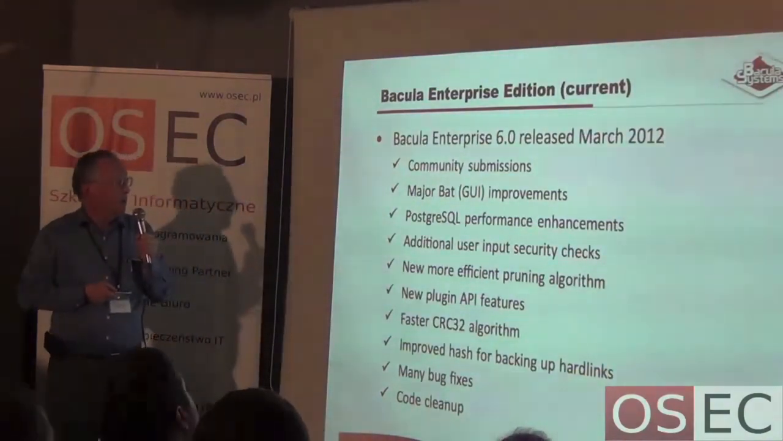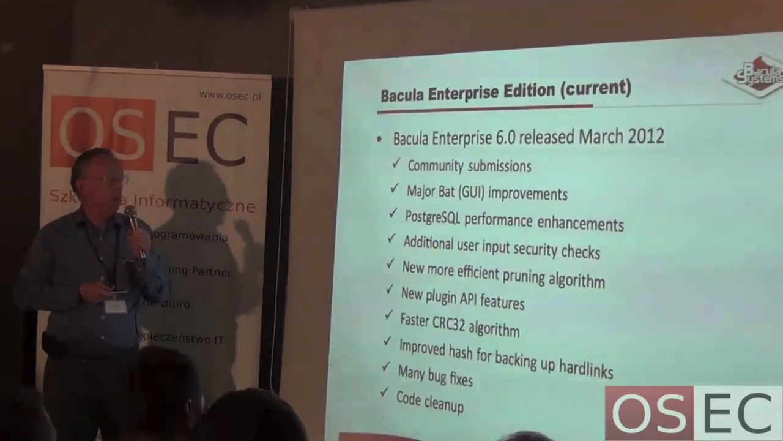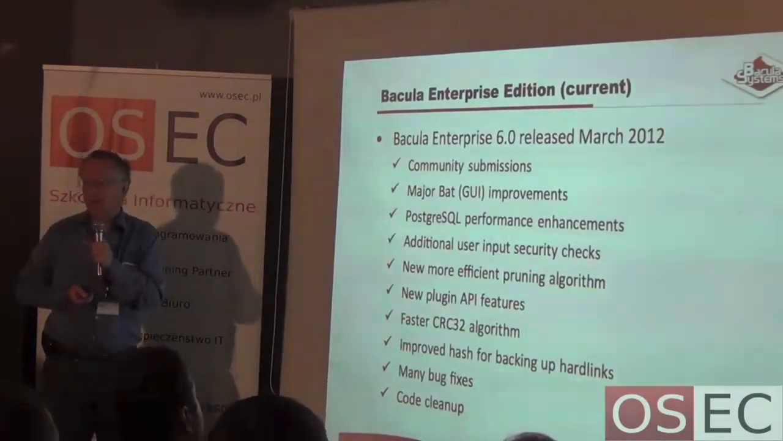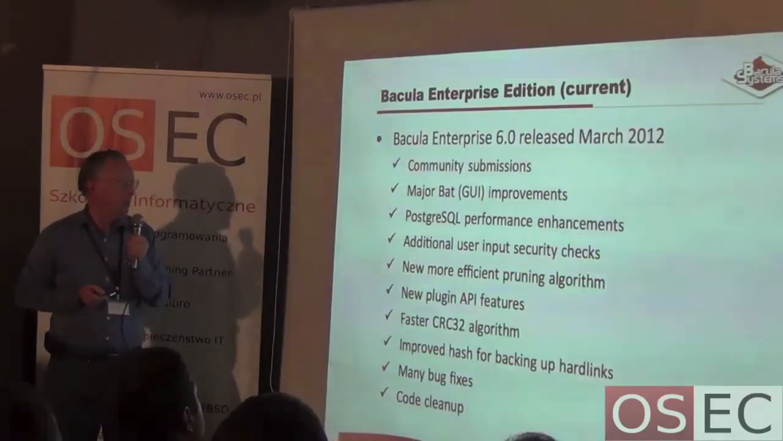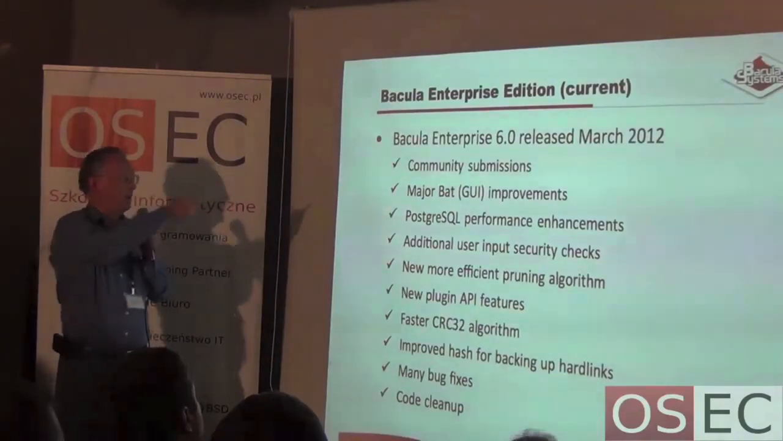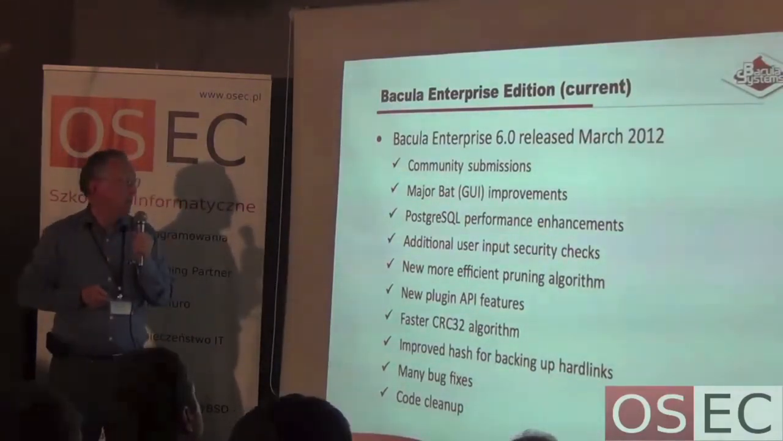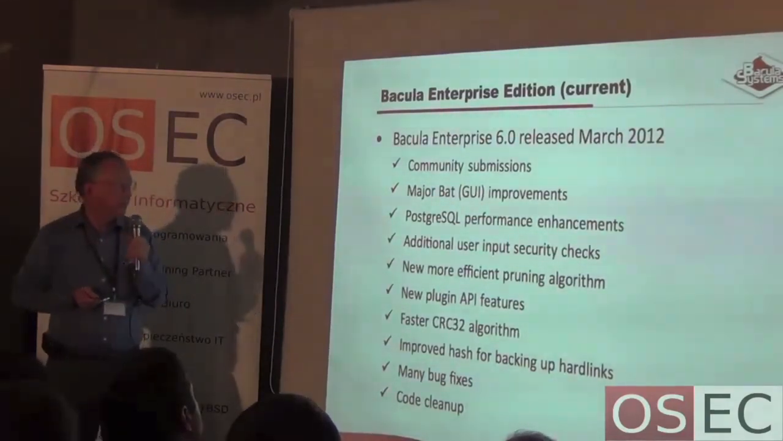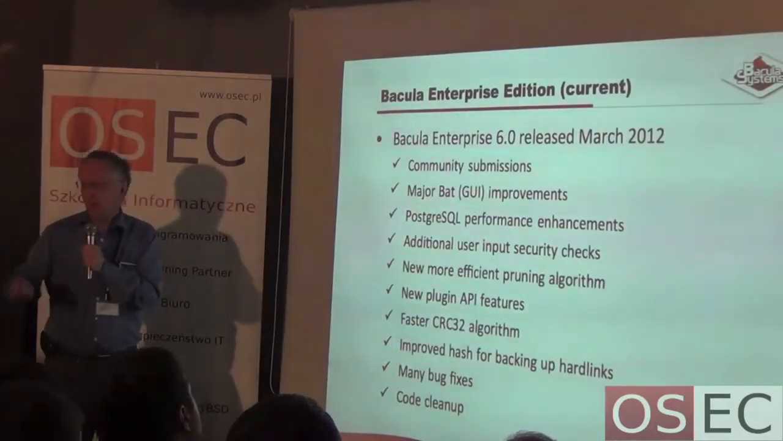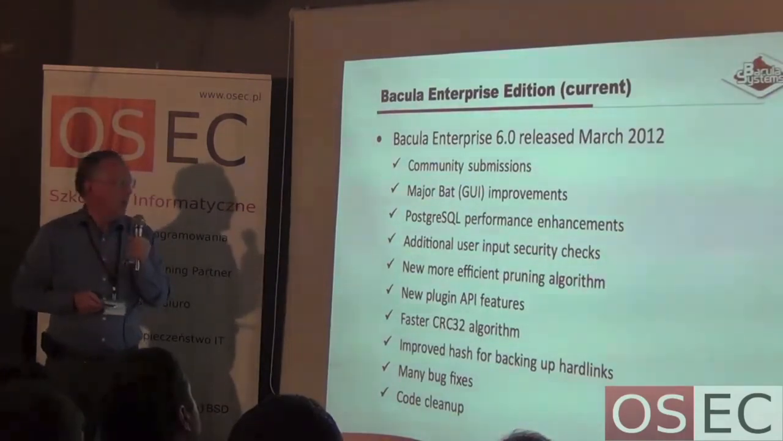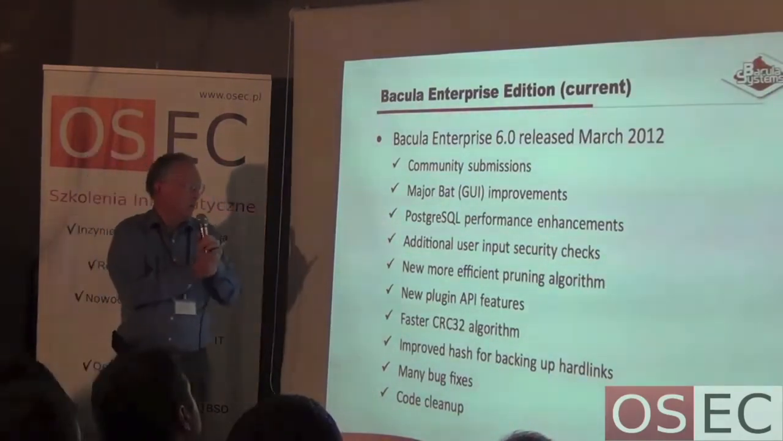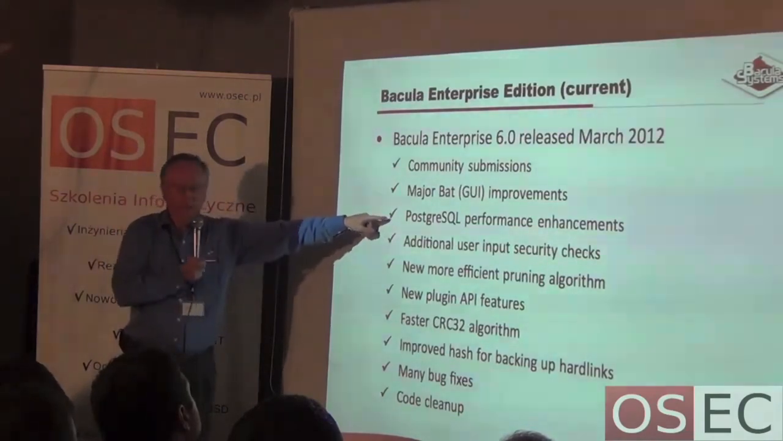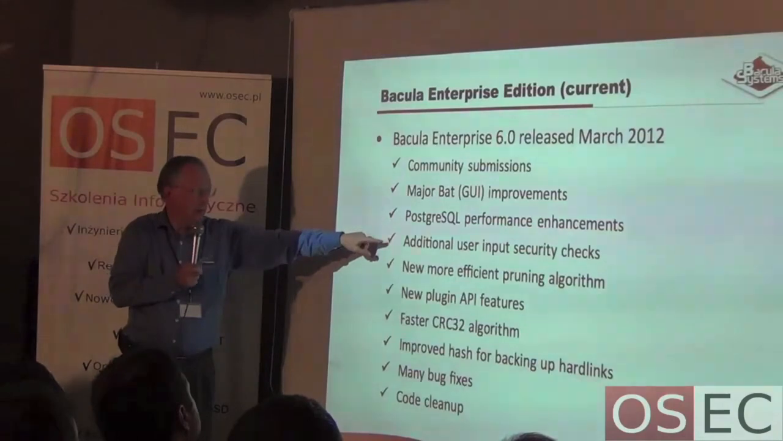So, as I mentioned earlier, Bacula Enterprise 6 was released in March of this year, and it had a very large number of changes in it. Many of those changes were community submissions, okay, and they all went into that version after they'd been out in the community for quite some time. We made a number of BAT GUI improvements. Those also went back into the community. We made a number of PostgreSQL performance enhancements, which are also in the community.